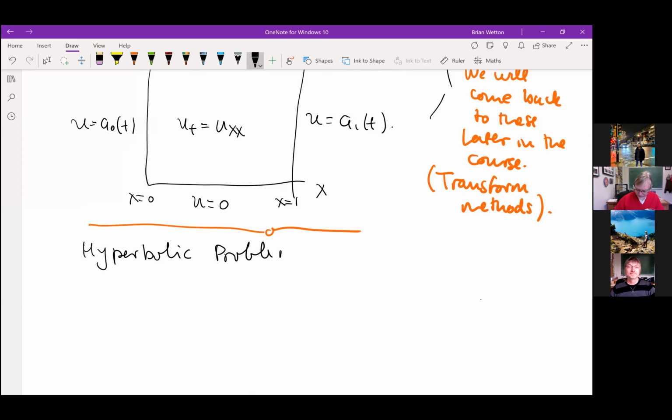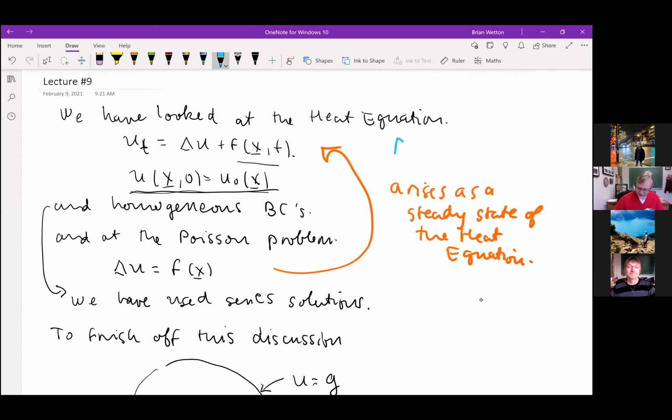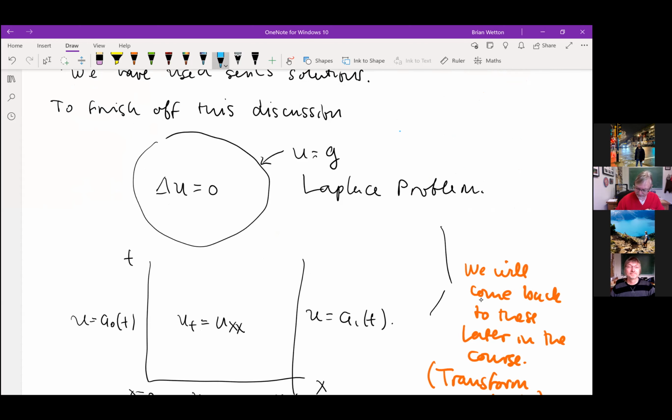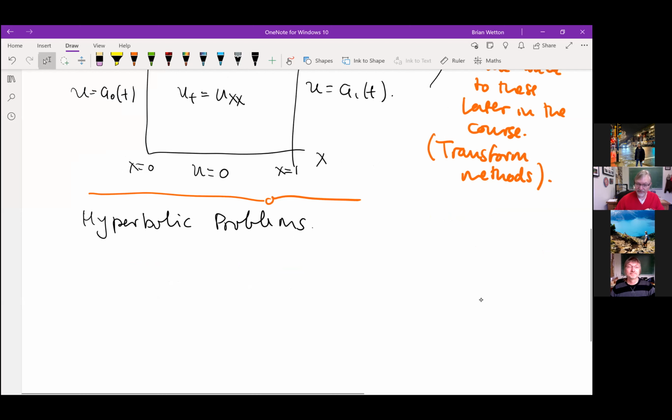And in the lingo, the heat equation, this is a parabolic problem. The Laplace problem and our 1D boundary value problem you could call elliptic problems. And so hyperbolic problems, these are ones that are going to have wave type behavior. And you notice we haven't seen wave type behavior in any of the models that we've studied so far.